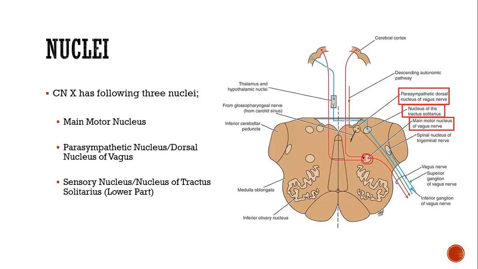Then we have the parasympathetic nucleus, also known as the dorsal nucleus of the vagus. That is right here, posteriorly. And just next to it, we have another nucleus, which is also known as the sensory nucleus. It's the lower part of the nucleus tractus solitarius. So remember that glossopharyngeal and vagus share one nucleus, which is the nucleus tractus solitarius. The fibers coming from the superior part go to the glossopharyngeal, while the fibers coming from the inferior part of the same nucleus become part of the vagus nerve.